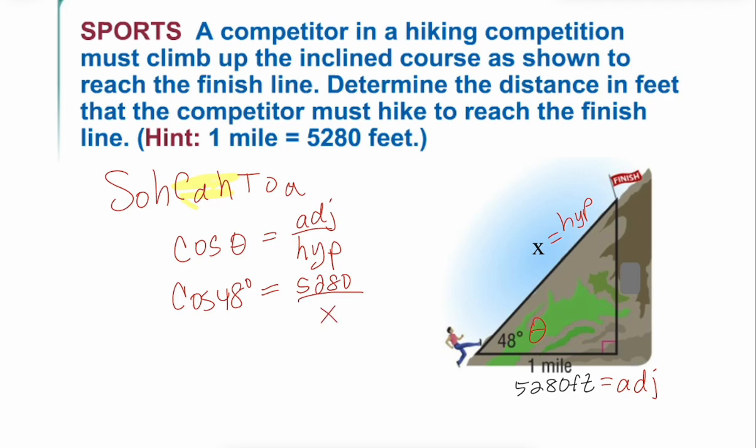Now our hypotenuse should be our longest side, so we should expect that this guy has to hike more than a mile, more than 5,280 feet. So as you go through this process, expect a number more than 5,280.